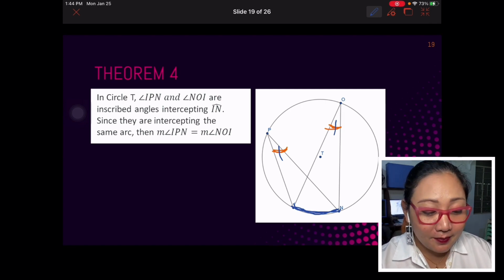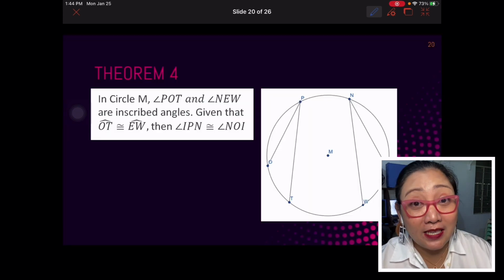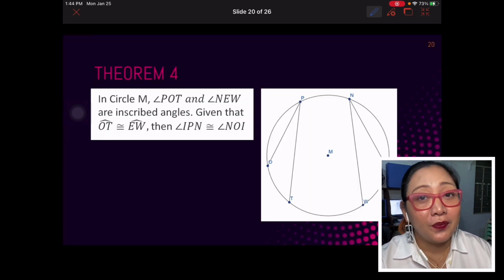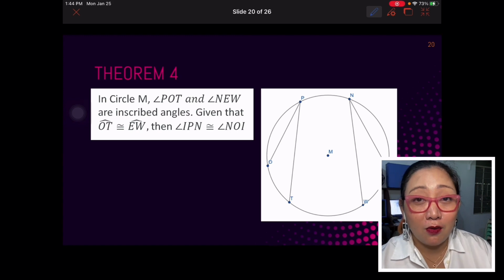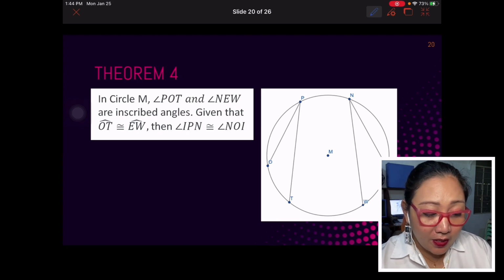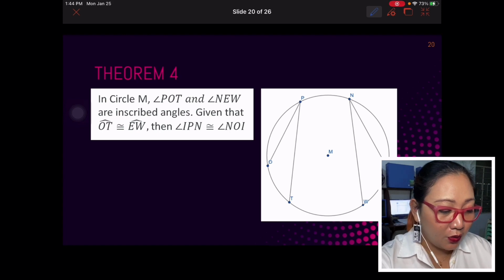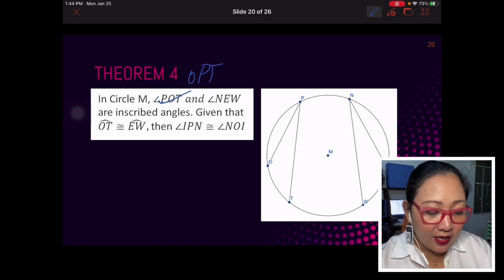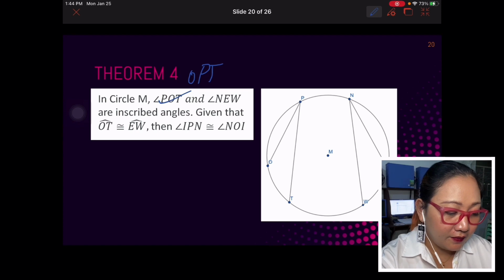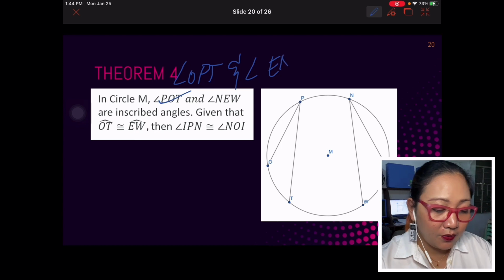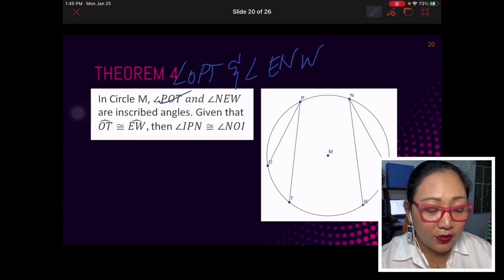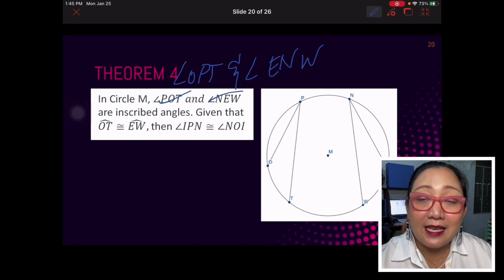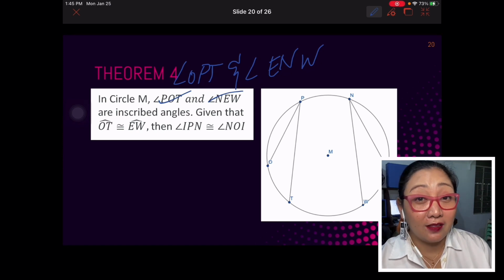Okay? Now, paano naman kung magkaiba sila? Okay? Like this example. In circle M, meron tayong dalawang inscribed angles ulit. Si P, hindi pala POT, sorry mga anak, hindi siya POT. It's supposed to be OPT. Okay? At saka si angle ENW. Okay? So, yan po, si angle OPT at saka si angle ENW. Sila po ay inscribed angles na binigay.